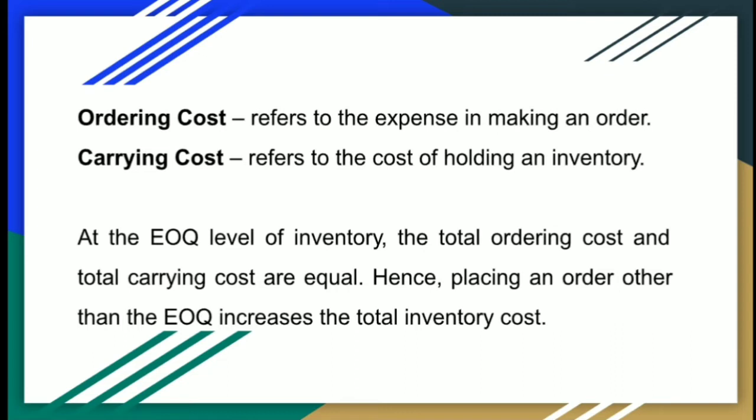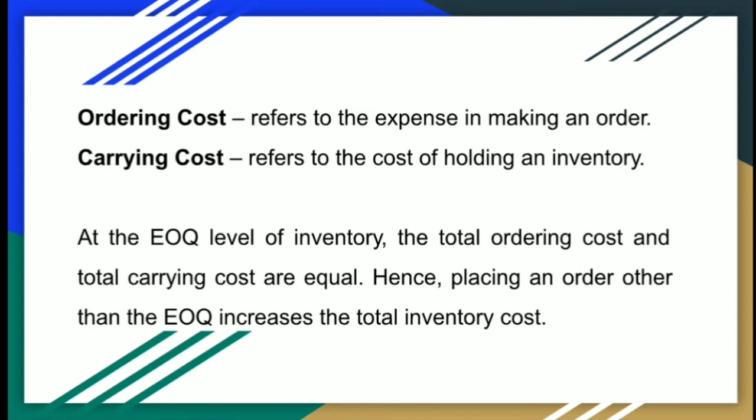Next is we have carrying cost. This refers to the cost of holding an inventory. When a business stores or holds an inventory item, they have to pay for it. For example, again, the wooden company, they have to have a warehouse where they would store those woods or those wooden chairs. And in having a warehouse, they have to pay for the rent. So that is called a carrying cost. That is an expense they make in holding that inventory item.